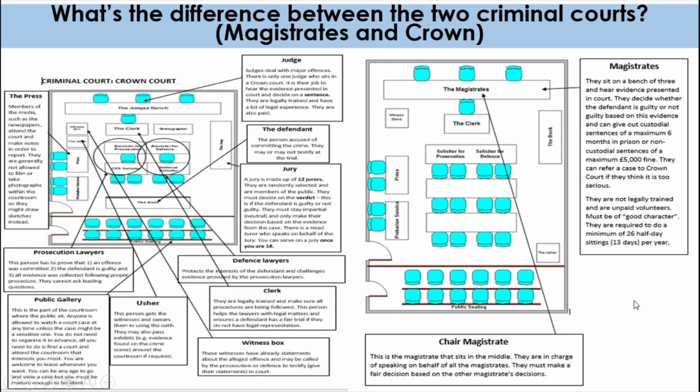It's worth noting that you should know about all these roles in detail. You'll also need to know about how citizens can get involved in the legal system through becoming a magistrate, a juror who serves on jury service, and a witness. Information on all these 3 roles will be provided in another video.